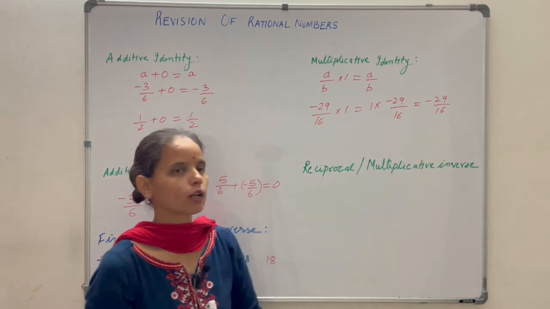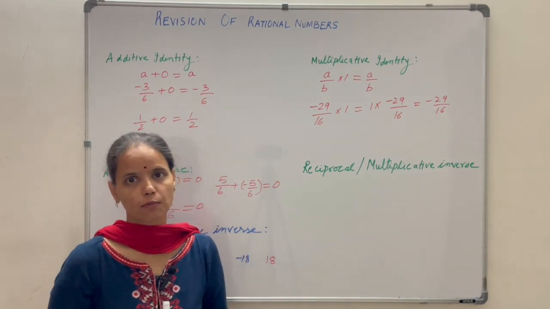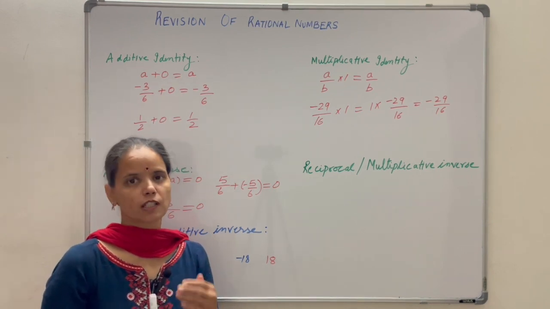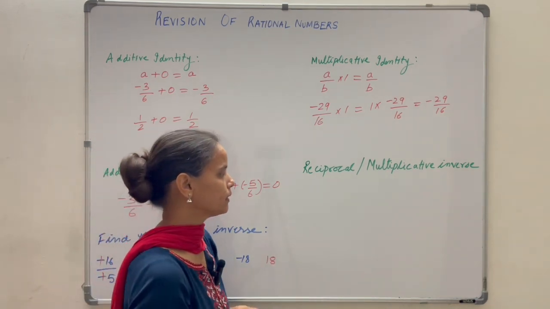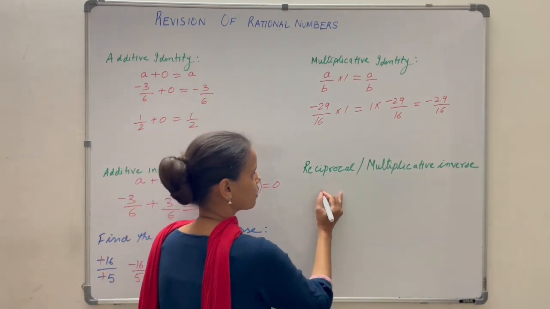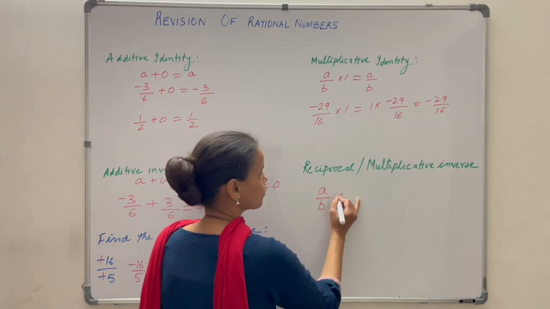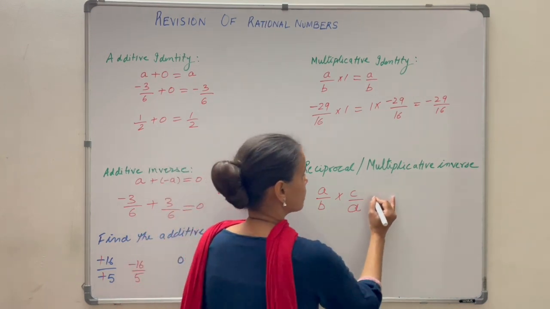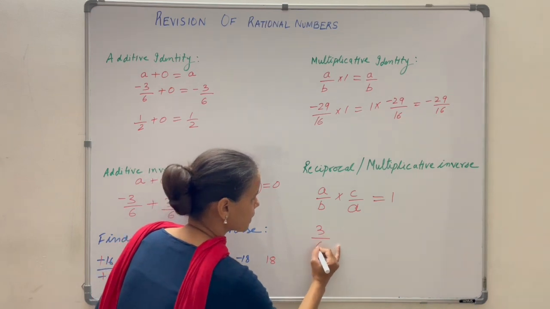Now reciprocal or multiplicative inverse. So as you have done in natural numbers, whole numbers and integers, reciprocal means you just interchange the numerator and denominator. Similarly here, if I give you a rational number, say a by b, and you multiply it to its reciprocal, say c by d, the product should be 1. It is 1. For example, 3 by 6.